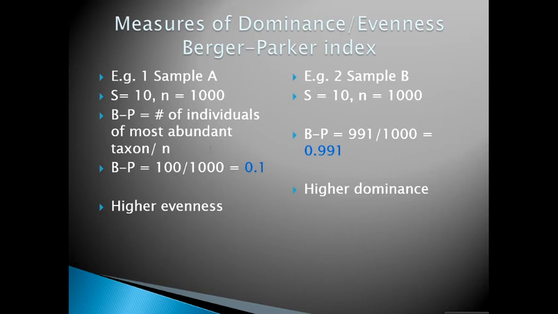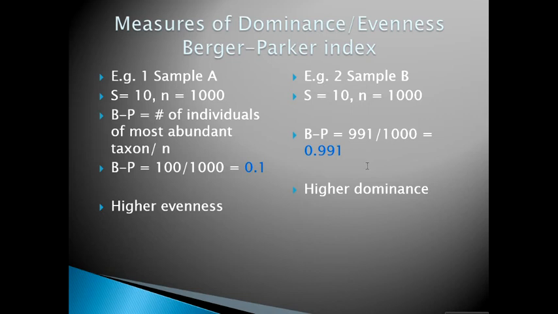And so for our first example, where we had 100 for the most abundant taxon, and it's every one of them, divide that here in this for, and you get 0.1. Compare that to sample 2, sample B, where you take the most abundant individual, 991, there's the 1,000, divide that, and it's 0.991. So this measure goes from 0 to 1, with the lower values indicating higher evenness and the highest values indicating higher dominance.